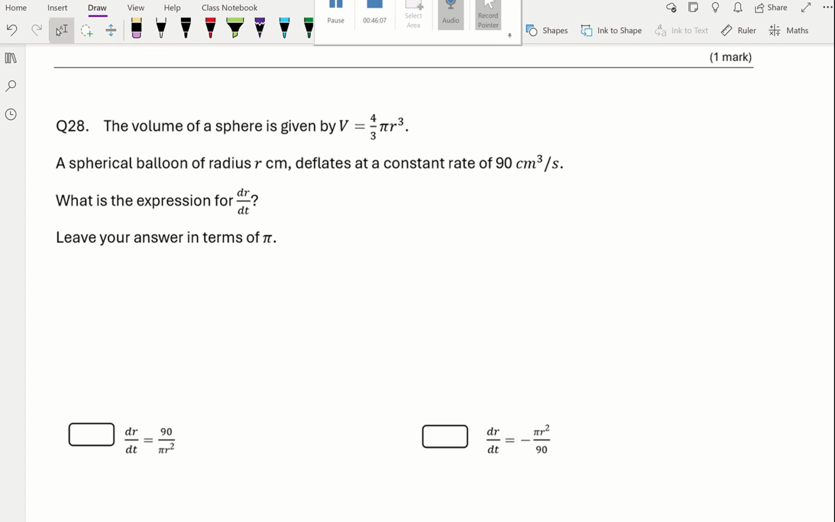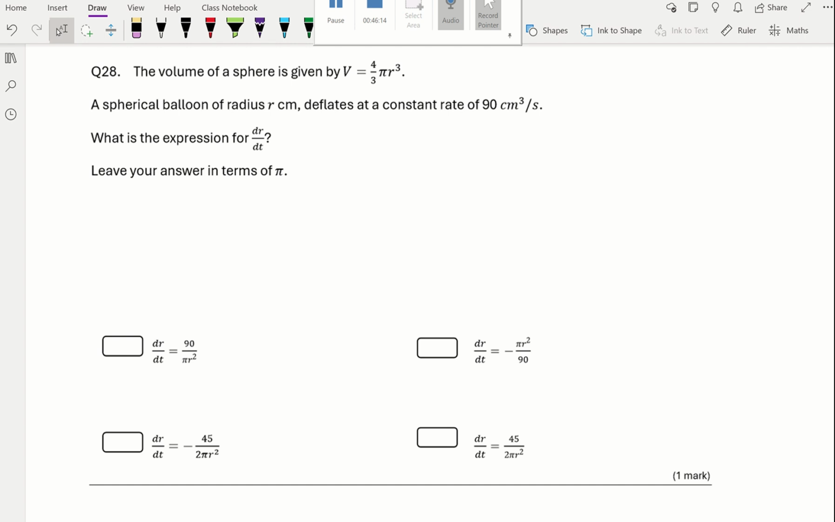And the last question, the volume of a sphere is given by this formula. The spherical balloon of radius r deflates. Okay, so that means that the rate of change is negative. That's the first thing you need to do. So the volume deflates, is getting smaller, and this is the rate. So that's dv over dt is negative 90. And then you need to differentiate. So dv over dr, I'm differentiating. 4/3 times 3 is 4 pi, and then r squared.